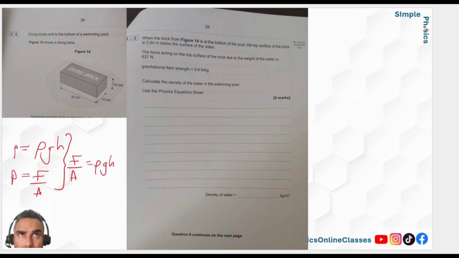A diving brick sinks to the bottom of the swimming pool. When the brick from figure 14 is at the bottom of the swimming pool, the top surface, this surface here, clearly has an area of, now it's in centimeters, we've got to convert it to meters, so it's 0.1 times 0.25. That would be equal to 0.025 meters squared. So it's got an area, and on that area, there's a force of 637 newtons.